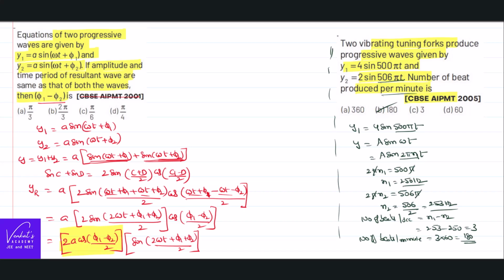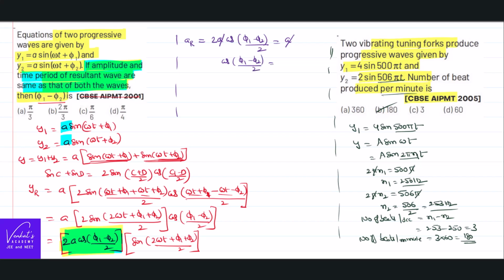And it is given that the amplitude and time period of the resultant wave are the same as that of both waves. So I have calculated the resultant amplitude. This resultant amplitude must be equal to the amplitude of the individual waves, A and A. So A resultant is what we have derived, 2A cos of phi1 minus phi2 by 2. That was given as A. So A and A will cancel. Cos of phi1 minus phi2 by 2 equal to 1 by 2.